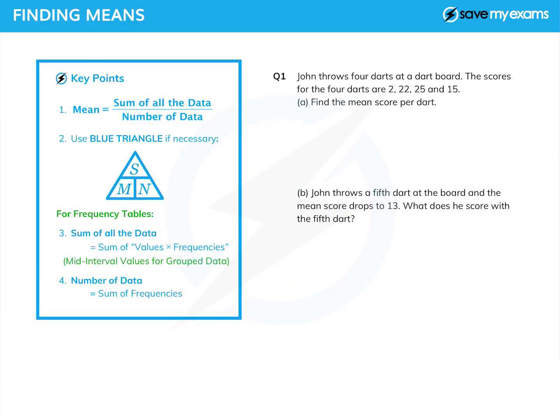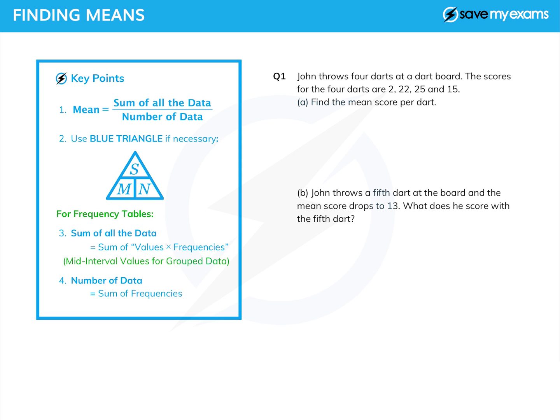So in this tutorial, we're going to look at calculating the mean of a set of data. Now, a set of data is just some numbers, like these 4 numbers in the first question. And the mean is just an average, or commonly known as the average, although we know that mode and median and 1 or 2 other things are also averages.